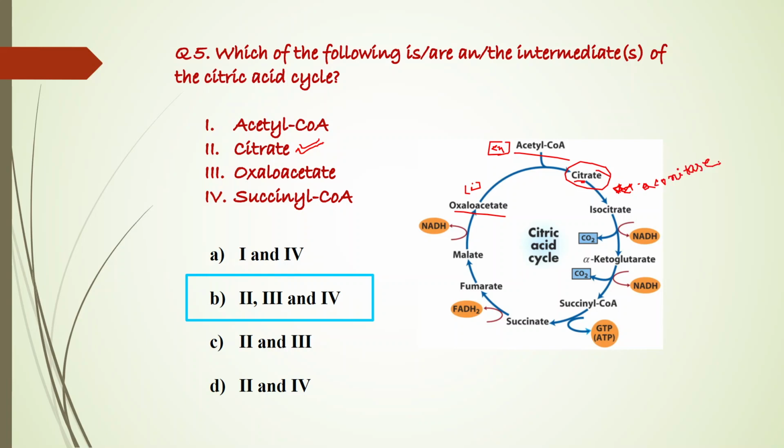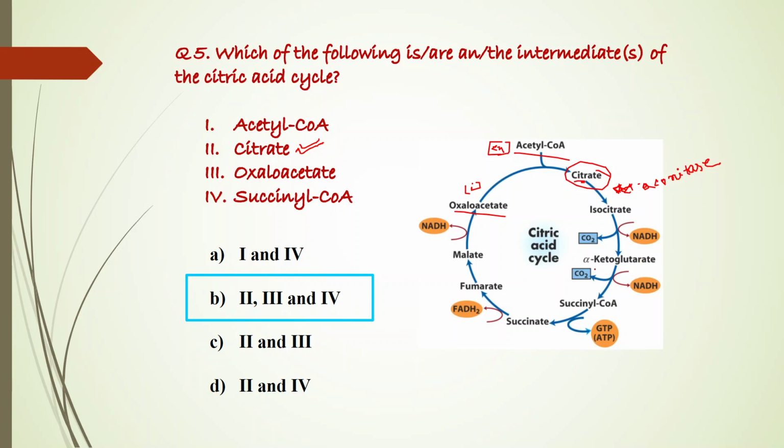So you have the action of aconitase in the next step, where you have the conversion of citrate to isocitrate. I don't think isocitrate is in the option, fine. The next step is the formation of alpha ketoglutarate from isocitrate, which is done by isocitrate dehydrogenase. Alpha ketoglutarate is also not in the option.